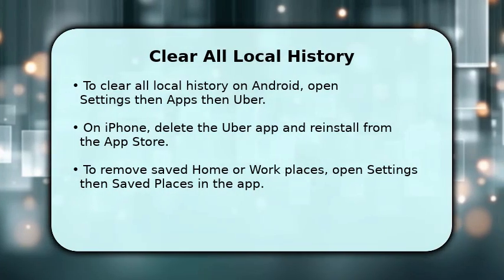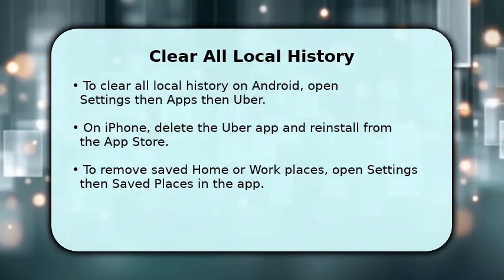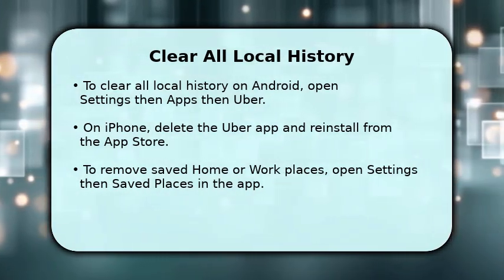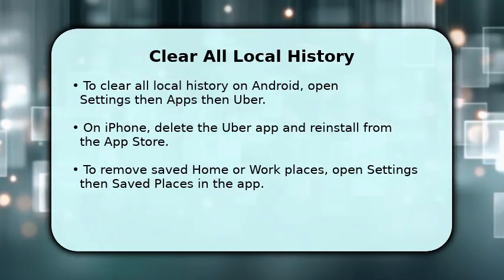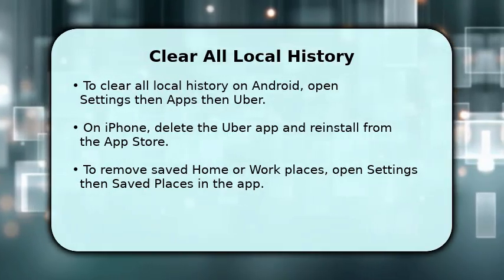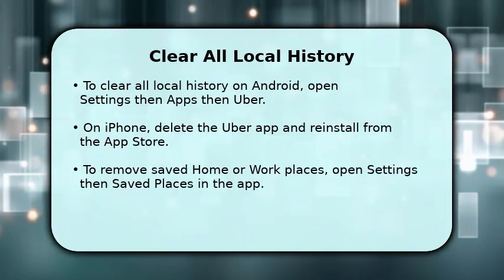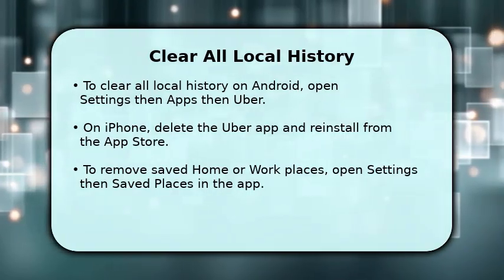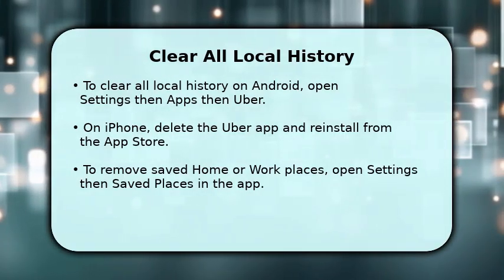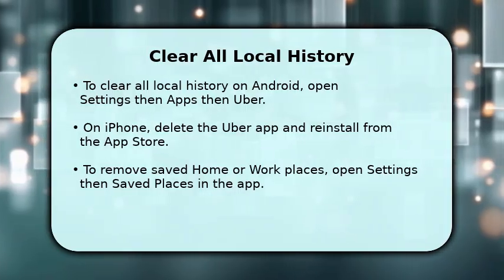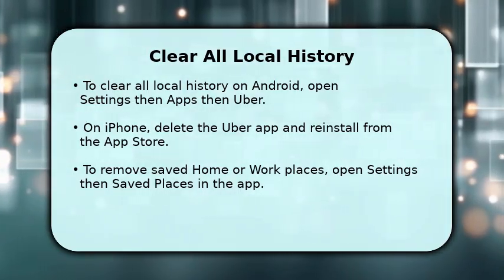To clear all local history on Android, open Settings, then Apps, then Uber. Select Storage and choose Clear Cache and Clear Data to erase local entries. On iPhone, delete the Uber app and reinstall from the App Store to drop cached data. Deleting and reinstalling removes local cache, but does not guarantee server deletion.